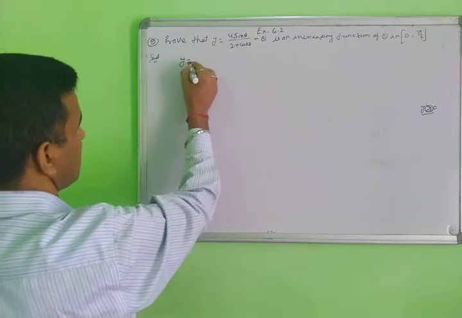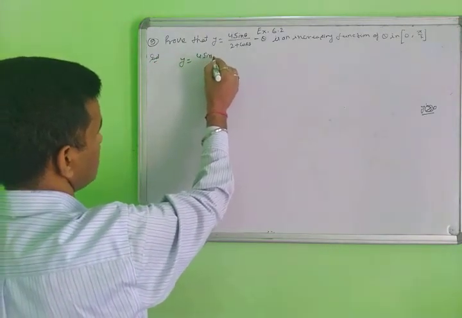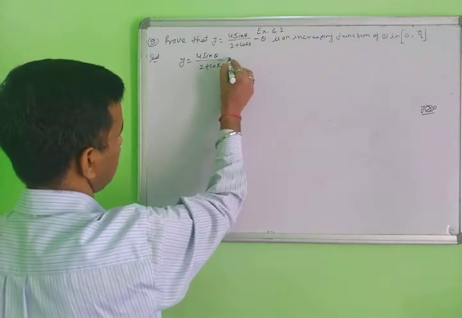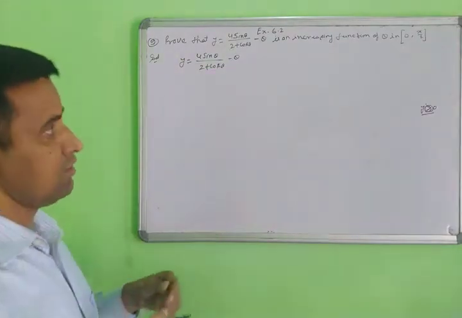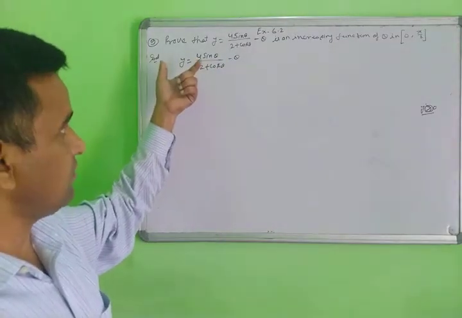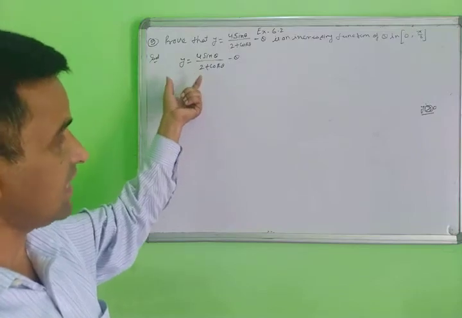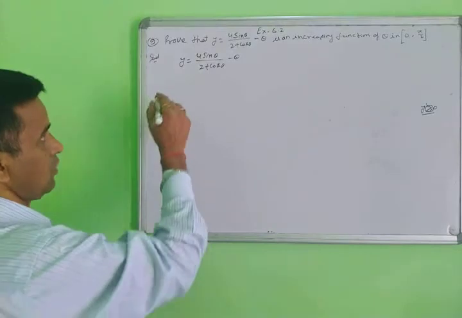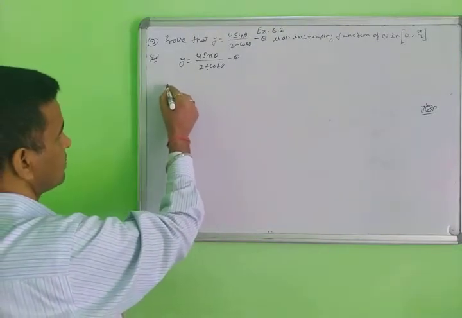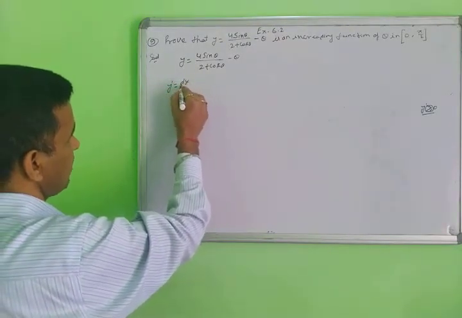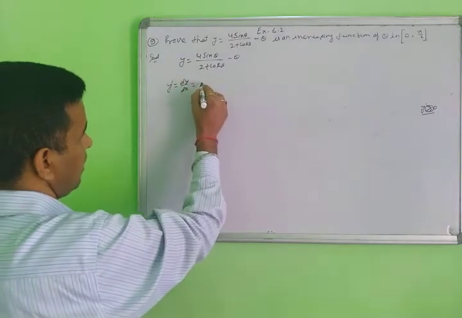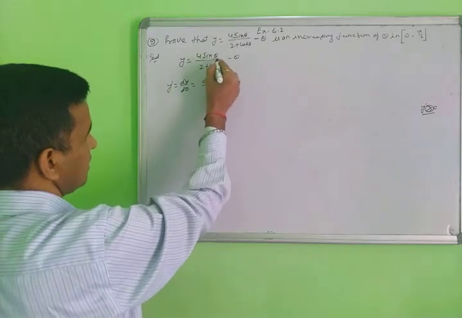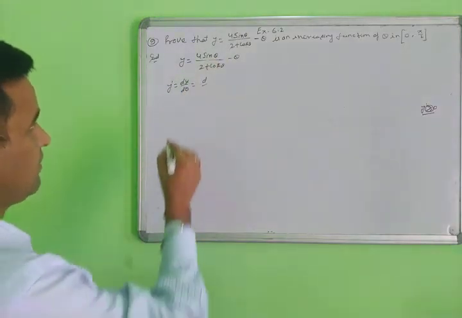First I am taking y equal to 4 sin theta upon 2 plus cos theta, minus theta. First of all, we will differentiate this function. Then check the differentiated value in this interval, whether the function is increasing or not. Now differentiate to get y dash, otherwise you can say dy over dx, and dy over d theta. So not x here, d theta, because the variable is theta.